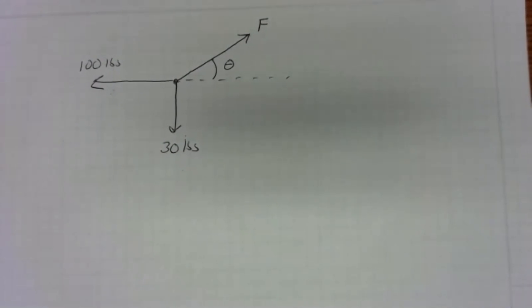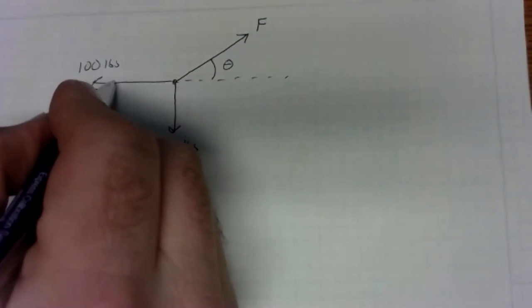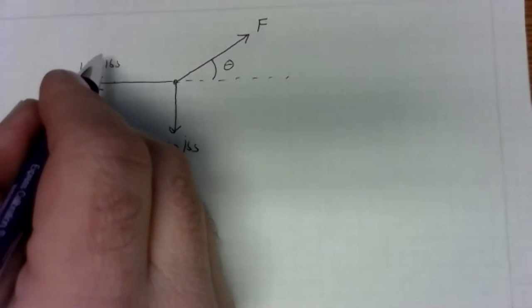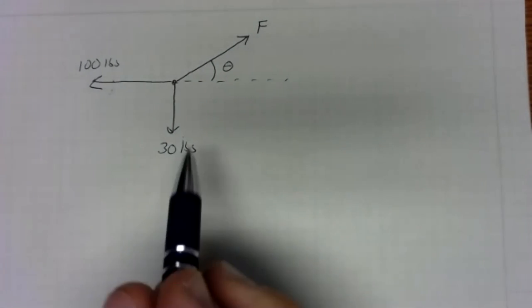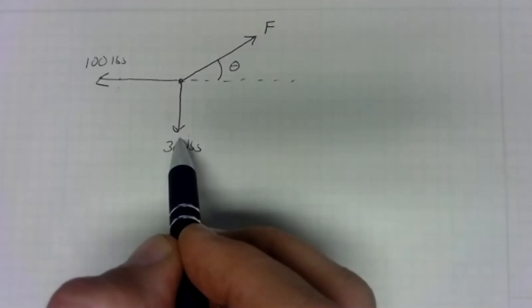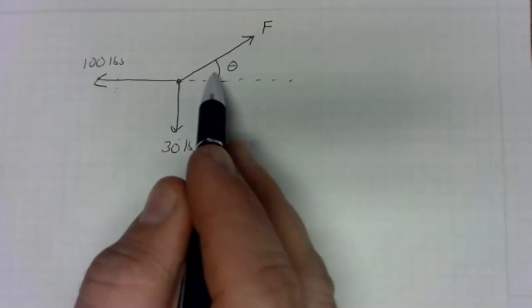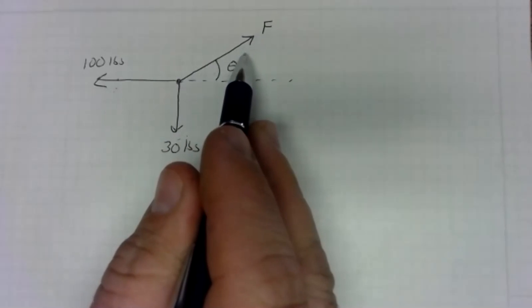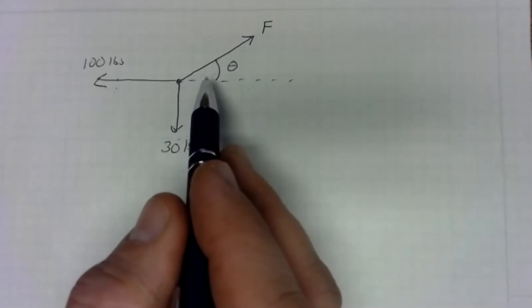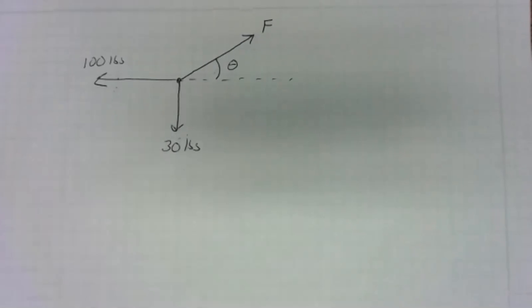So right there, we have two unknowns. We know nothing about this third vector. We know everything about the 100-pound force. It's to the left, 100 pounds. We know its direction. We know its size. We know everything about this 30-pound force. We know nothing about this unknown force. That means there are two pieces of missing information. And that's the most we can handle in a problem like this. So let's see how we could solve this.